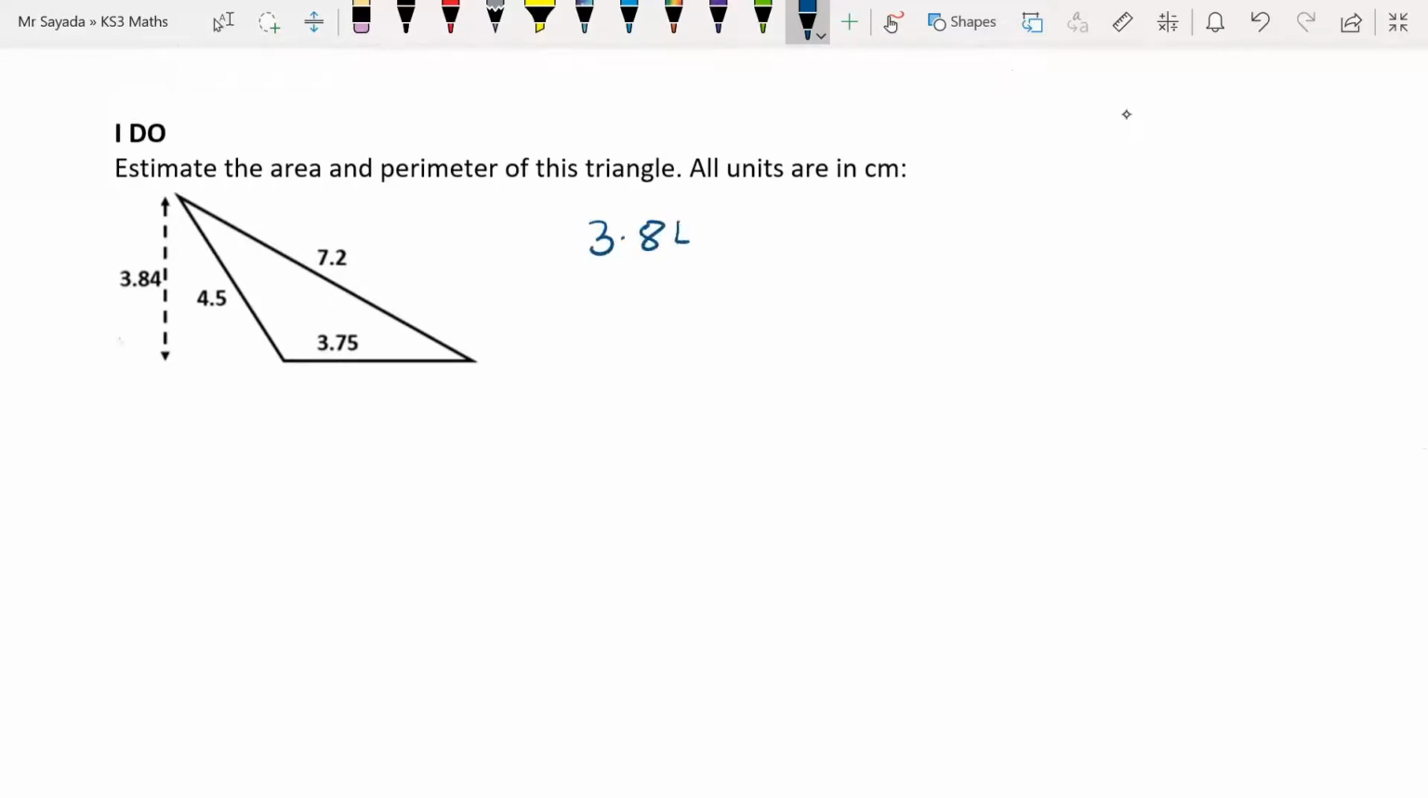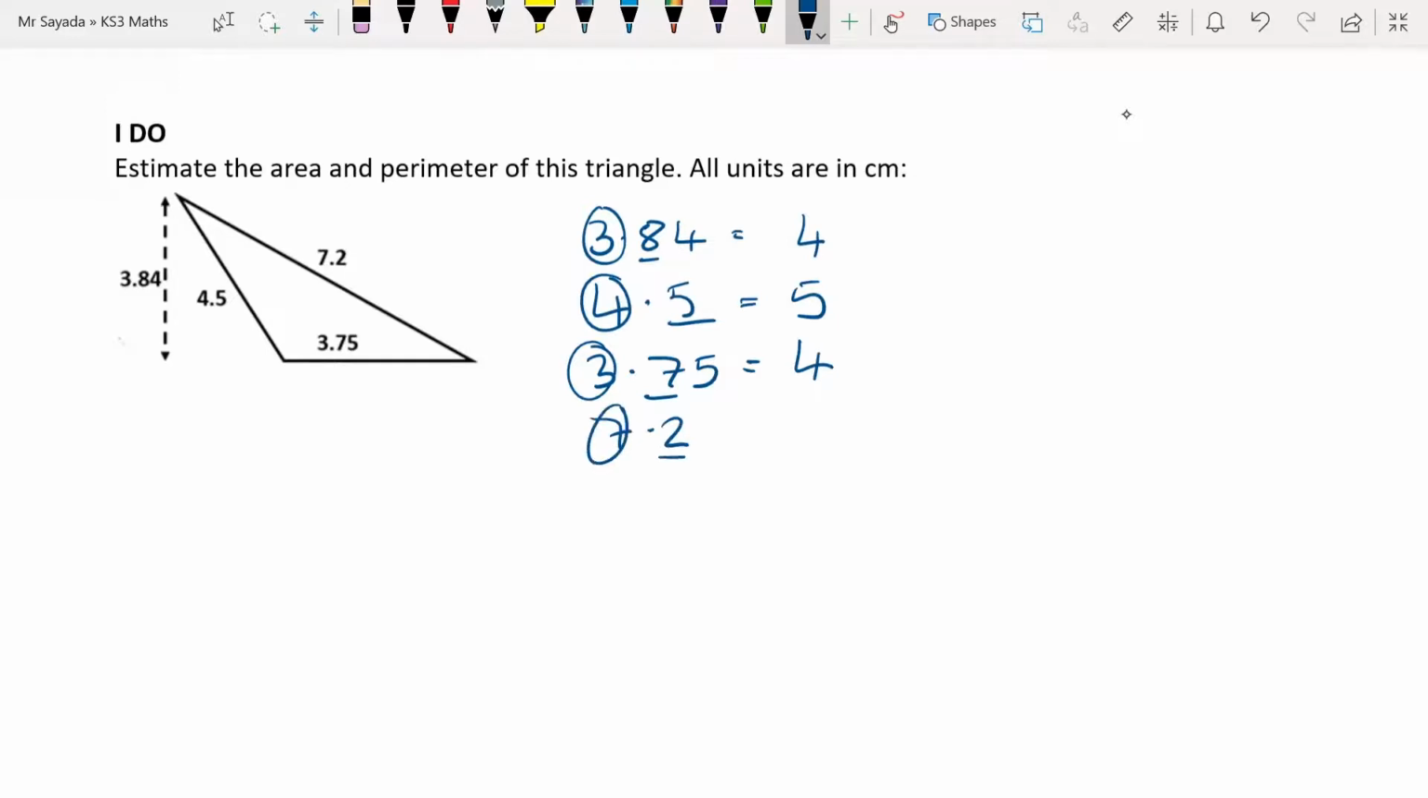So 3.84 becomes 4. Because the digit 8 is between 5 and 9, the 3 rounds up to a 4. 4.5, so the digit after the integer is a 5, so that's between 5 and 9, so the 4 will round up to a 5. 3.75, so circle the integer, underline the next digit. 7 is between 5 and 9, so the 3 will round up to a 4. And finally, 7.2, circle the integer, underline the next digit. The next digit is between 0 and 4, so the 7 stays the same. Now that I have the rounded values, I'm going to replace each of these with the nearest integer.